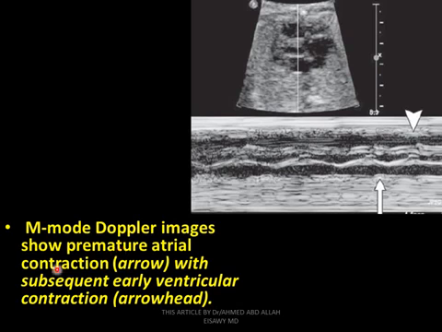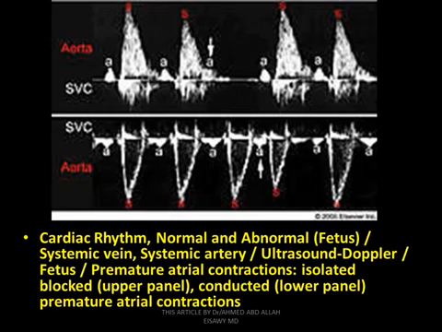M-mode Doppler image shows a PAC, again with a subsequent early ventricular and atrial contraction. As we see, cardiac rhythm, normal and abnormal fetus: premature atrial contraction, isolated blocked in the upper panel, conducted in the lower panel. This is the atrium, this the premature atrial contraction, this the aorta, and this the superior vena cava. This is pulsed mode, pulsed wave, not continuous wave, not M-mode. This the atrium impulse, this the premature atrial contraction.